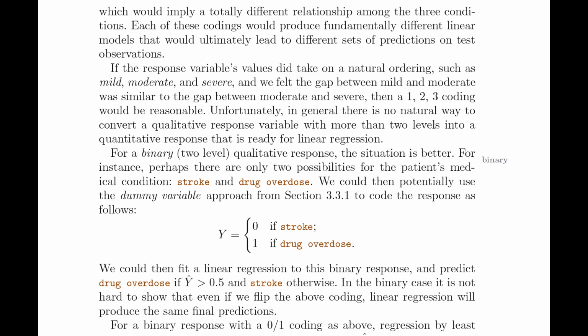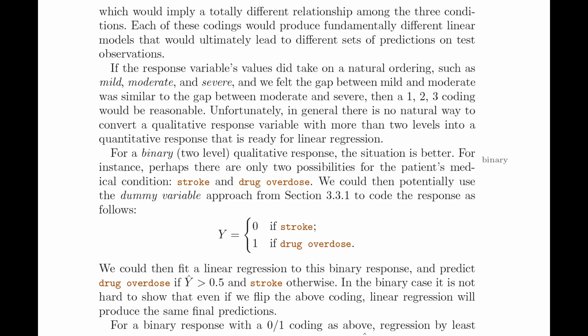Now, if it is 2 levels, so for a binary qualitative response, the situation is actually better. For instance, perhaps there are only 2 possibilities for the patient's medical condition. You can imagine that everything else has been ruled out. So maybe you've applied one test that checks everything with the exception of stroke and drug overdose. So now you're down to seeing which of these two the specific patient is actually suffering from. We could then potentially use the dummy variable approach.